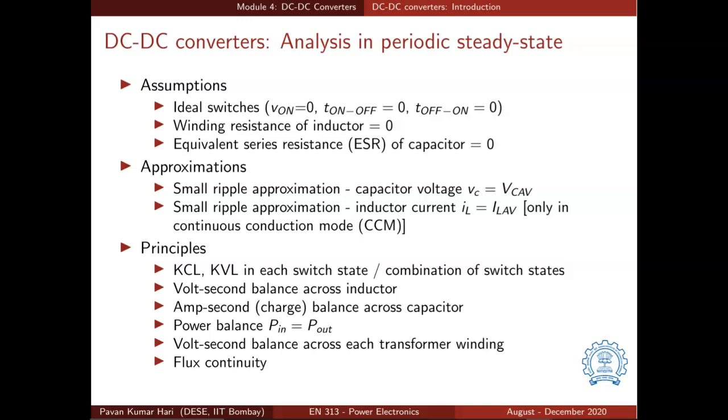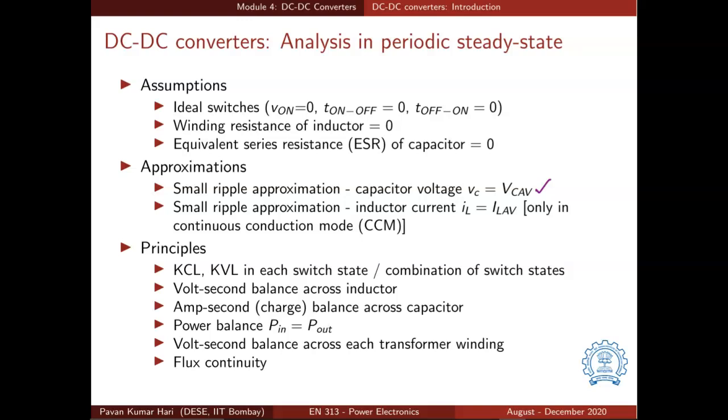So if we have a voltage across the capacitor, and typically there will be a capacitor at the output because we want to produce a smooth output voltage, then even though the voltage across this capacitor is time varying, we assume that the ripple component of this capacitor voltage is very small compared to the average value. That is what we mean by Vc equal to Vc average. So that is one approximation, the small ripple approximation on capacitor voltage.